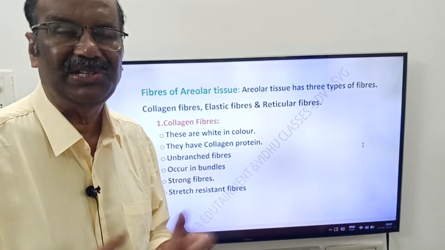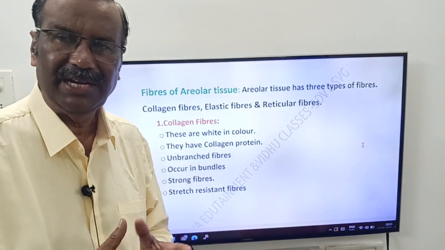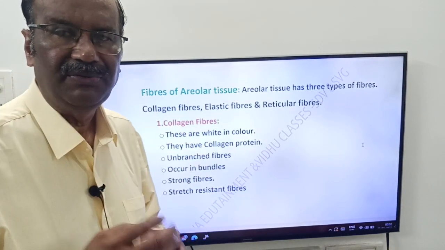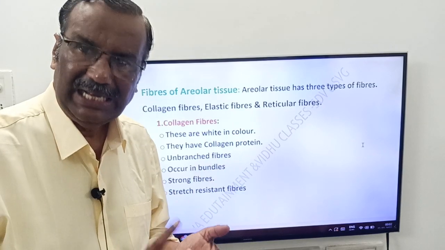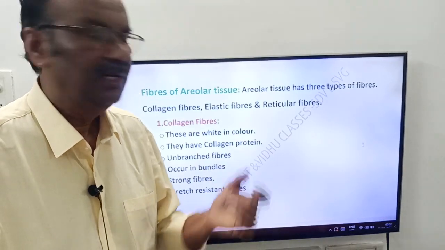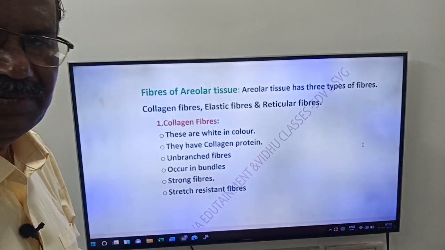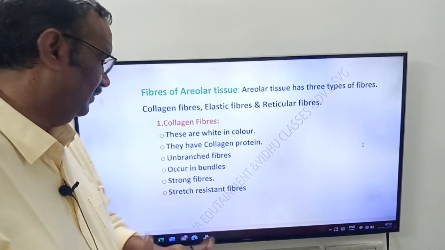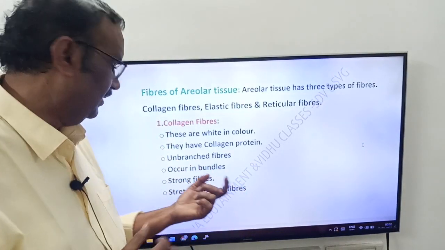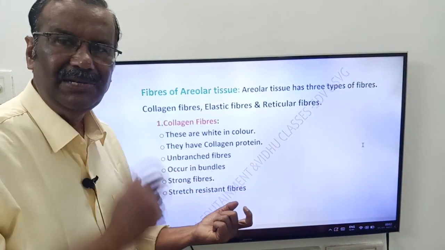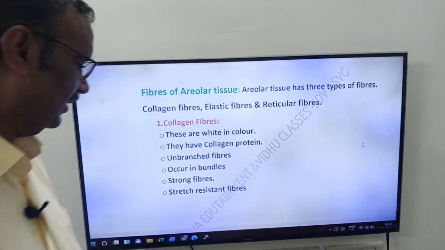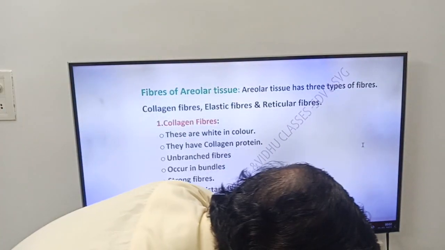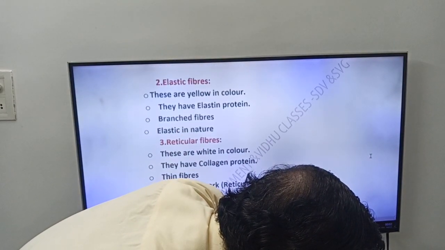They don't have elasticity. Okay friends, once again, areolar connective tissue has three types of fibers: collagen fibers, elastic fibers and reticular fibers. What are the characters of collagen fibers, friends? White in color. They have a protein, that is collagen. They are unbranched fibers. They occur in bundles. They are strong fibers. They are stretch resistant fibers. Okay friends, next we go to elastic fibers, friends.